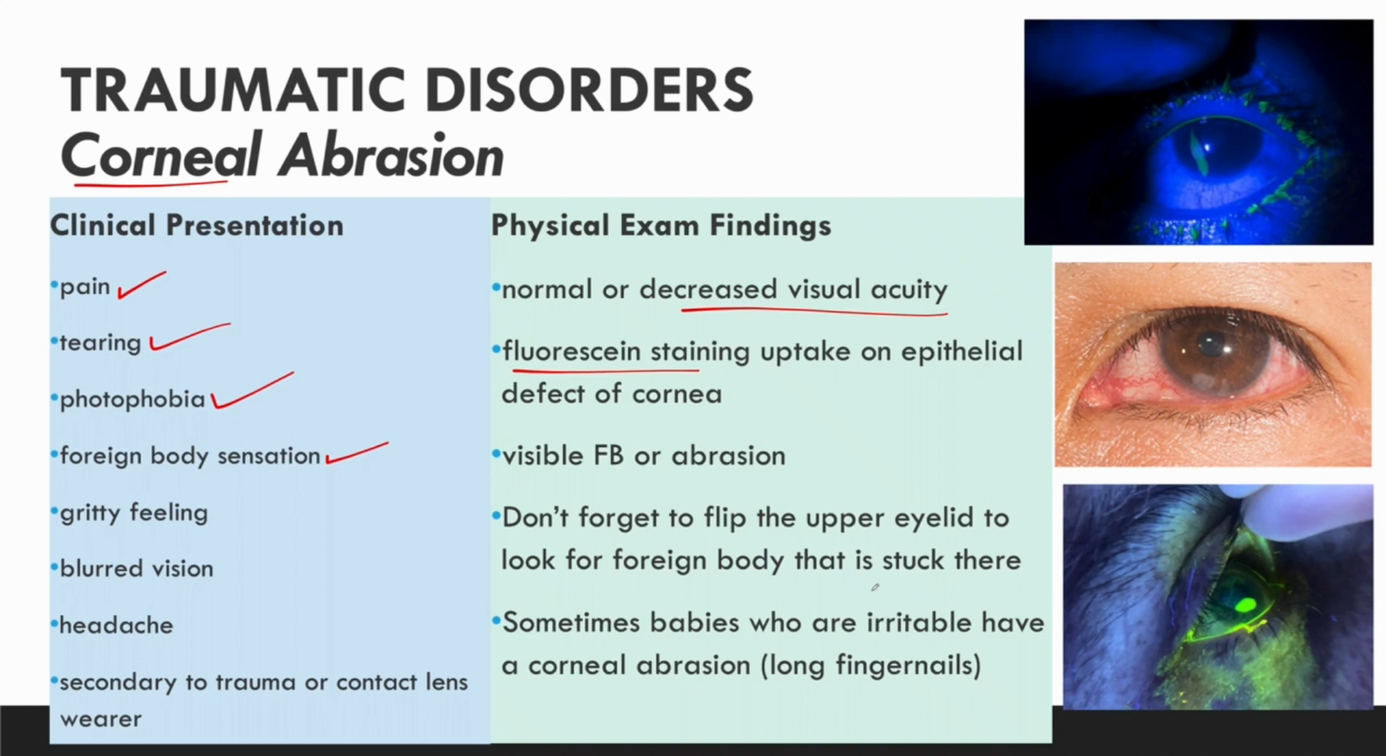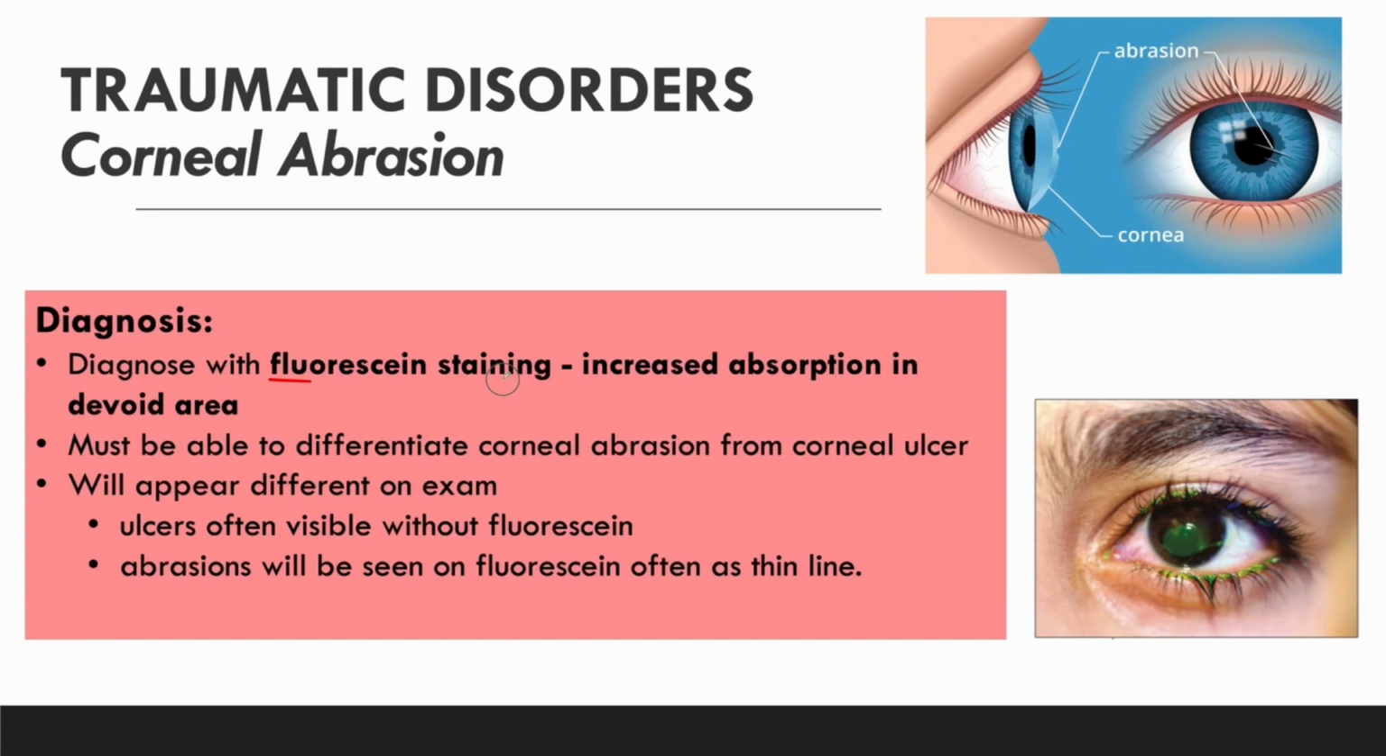And then about the baby with the long fingernails. Diagnosed with fluorescein staining. That's easy. It's pretty cool when you see it. It lights up. Okay. If they have a visible ulcer, it looks more like a little crater, like this, without needing the fluorescein. Or if they wear contacts, you have to have a higher suspicion that it might be something more than just an abrasion.